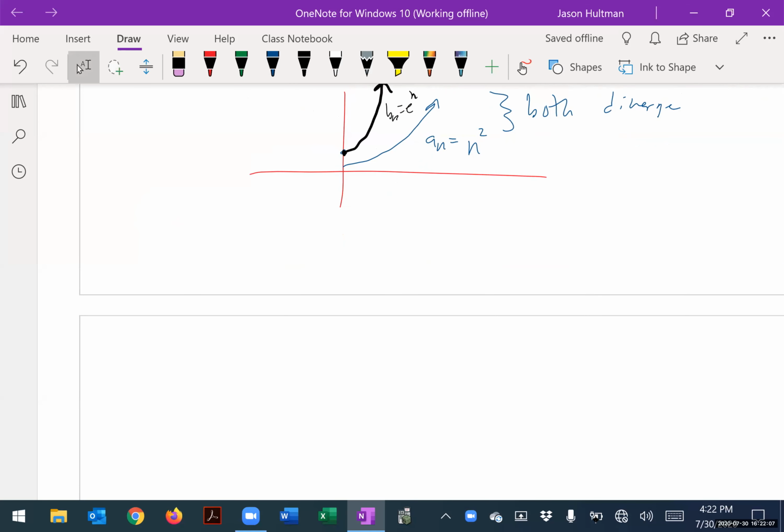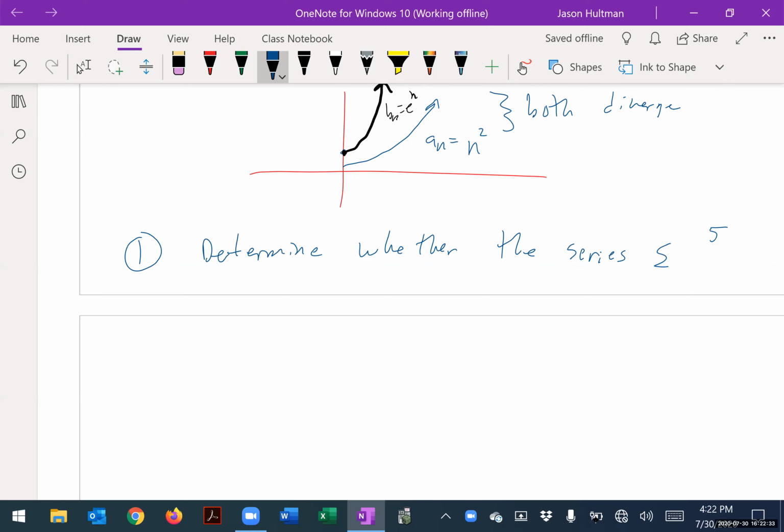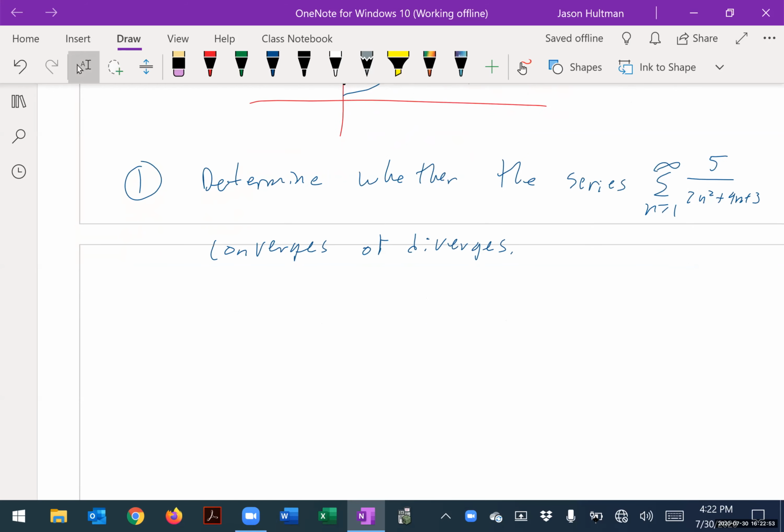We can compare two things. Okay, number one, determine whether or not the series, the summation of 5 over 2n squared plus 4n plus 3, n equals 1 to infinity, converges or diverges. Determine whether this converges or diverges.